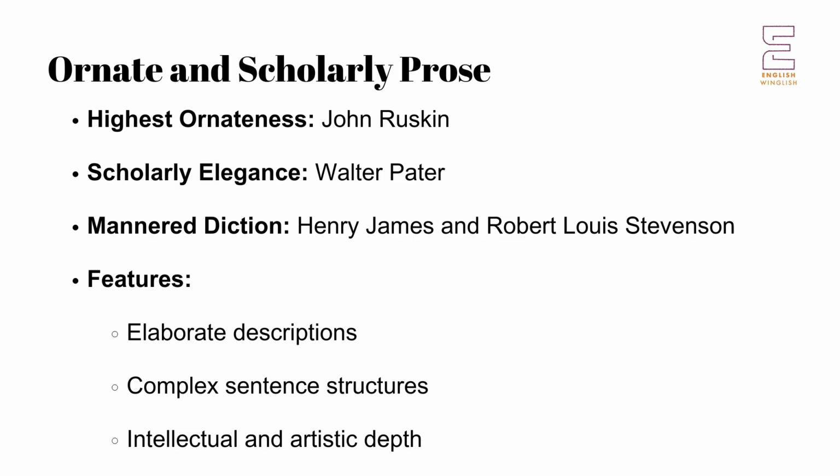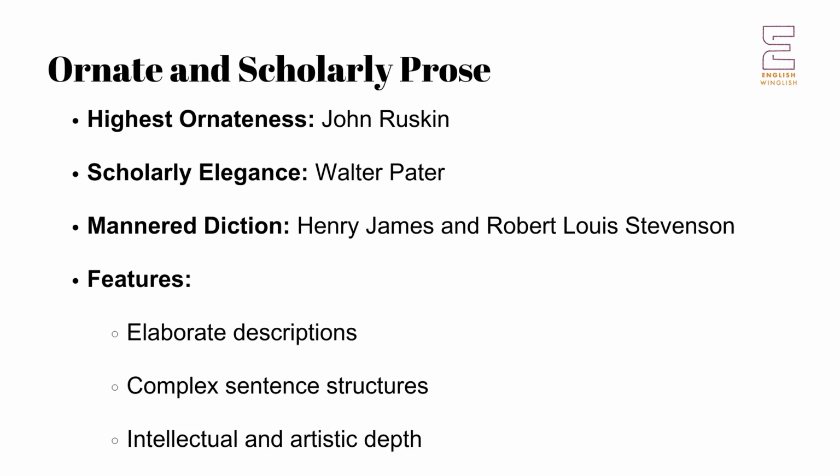Ornate and scholarly prose. Ruskin, Pater, Meredith, and Stevenson. While the middle style was predominant, a select group of writers ventured into more ornate and scholarly prose, elevating the literary landscape with their distinctive approaches. John Ruskin, Walter Pater, Henry James, Robert Louis Stevenson exemplified this trend, each contributing uniquely to the evolution of Victorian prose. John Ruskin, the pinnacle of ornateness.